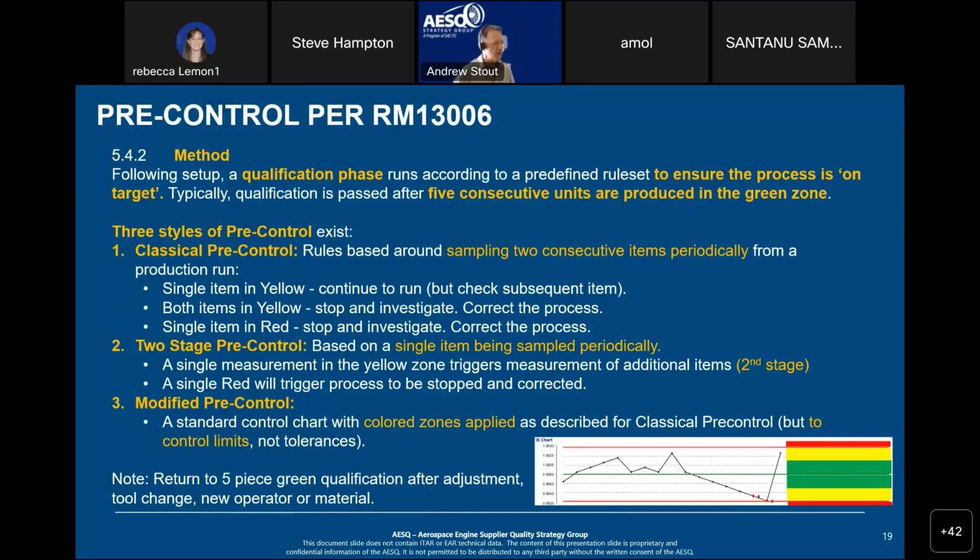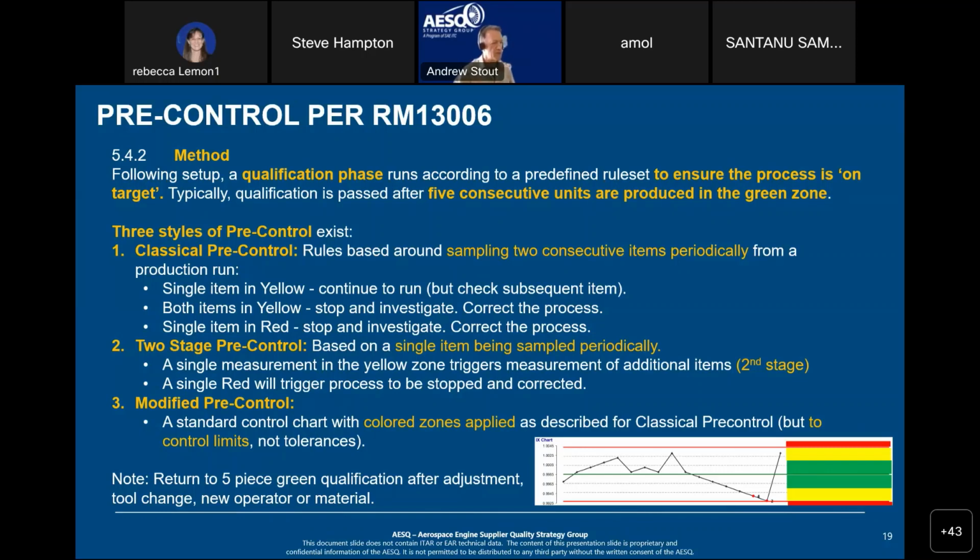The second method or second style is a 2-stage. And so we make a decision here based on a single inspection, whether or not we need to do a second right away. And we'll go through an example of that in a minute.